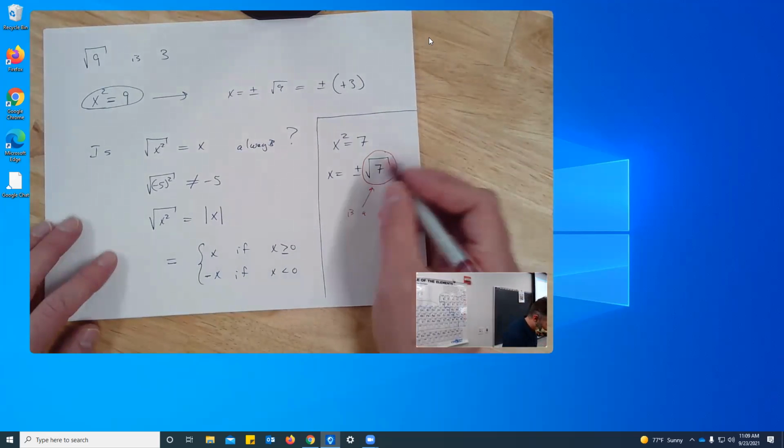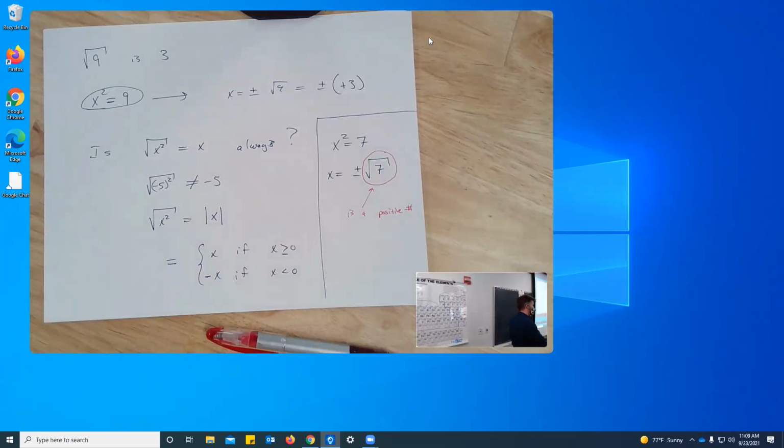All right, but this number here, right? If you take out a calculator and put square root of 7, it's not going to give you a positive number and a negative number. It's only going to give you the positive number. And so we need to write a plus or minus so that we get both solutions to the equation.